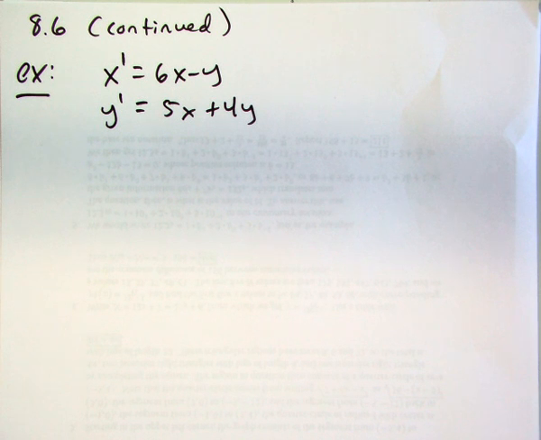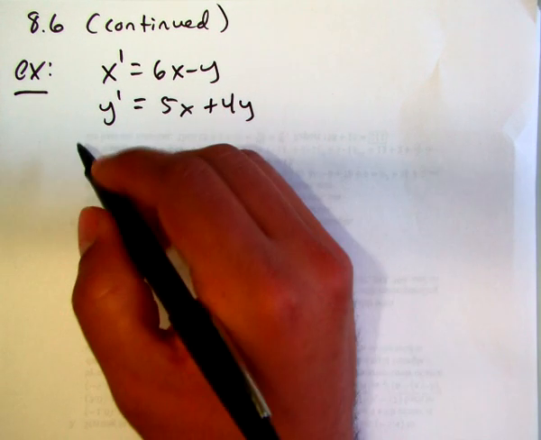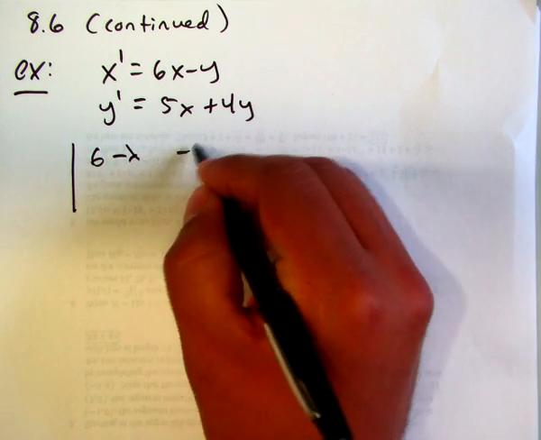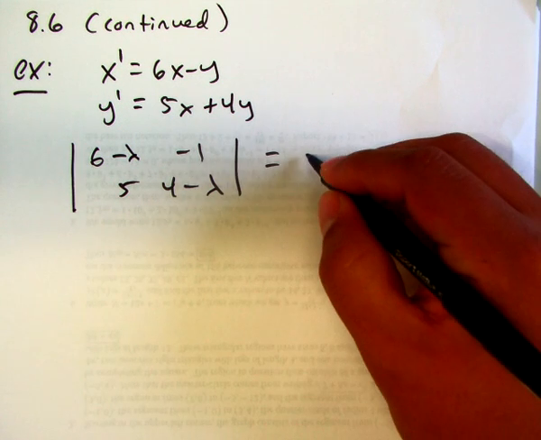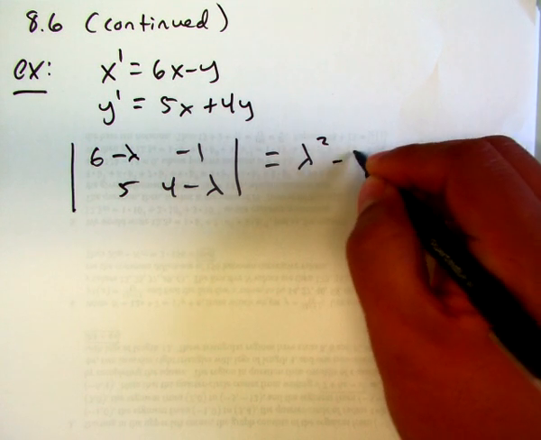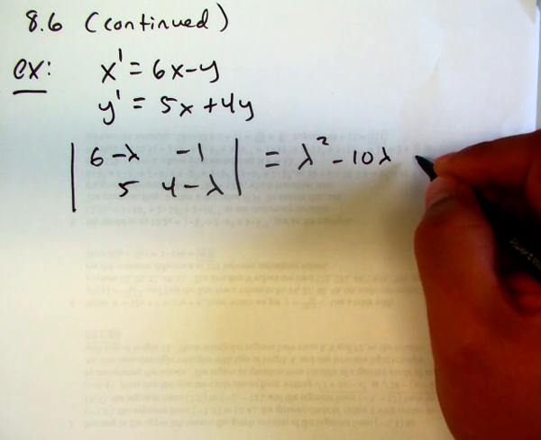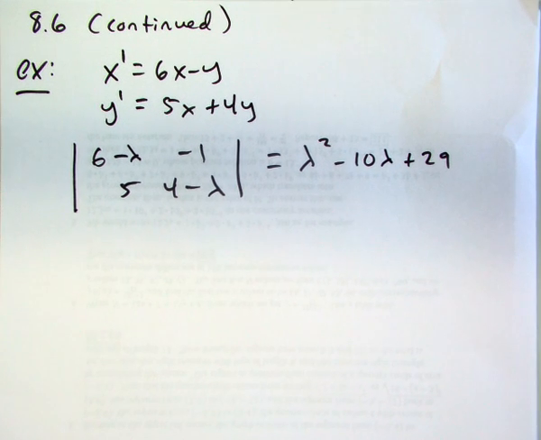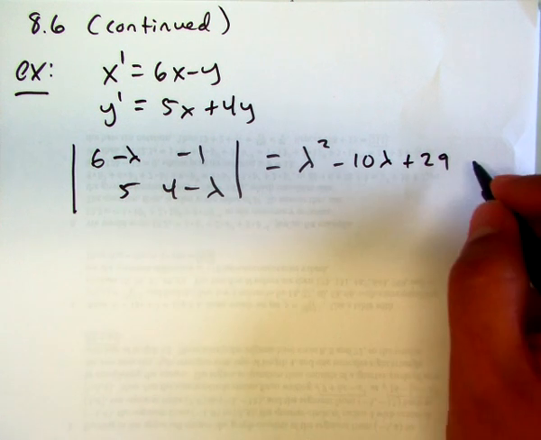Okay, we'll go ahead and treat this just like we did yesterday. So we'll find the eigenvalues of the matrix of the coefficients. So 6 minus lambda, negative 1, 5, 4 minus lambda, take the determinant. We get lambda squared minus 10 lambda plus 24, but then we're going to add 5 to that. So that's going to give us plus 29. Set that equal to 0. We're not going to be able to factor it.